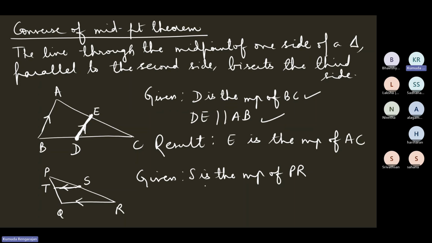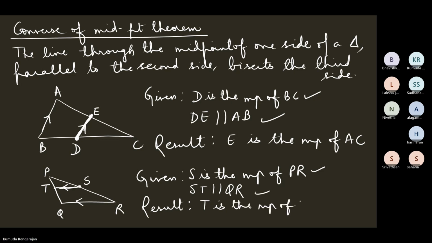So if we know that S is the midpoint of PR, and if it's also known that ST is parallel to the second side QR, then the result by the converse of midpoint theorem is that T is the midpoint of PQ. See, T can be any point on PQ, no? But if you have these conditions in the figure, then T will be the midpoint of PQ.